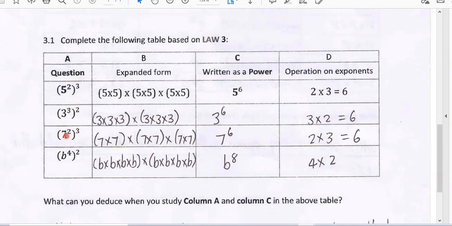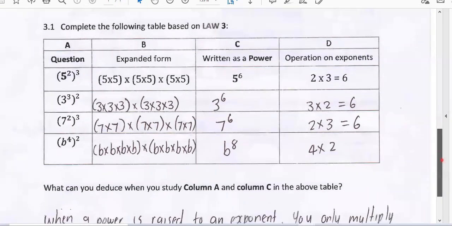Even for the next one, we didn't just write the 6 over there, but we wrote down the base, which was 7, and we only multiplied the exponents. So it was 2 and 3 to give me an answer of 6. So make sure you do your proper calculation.